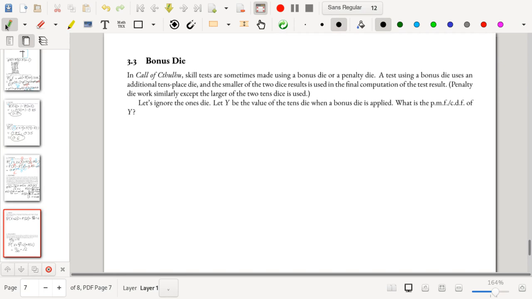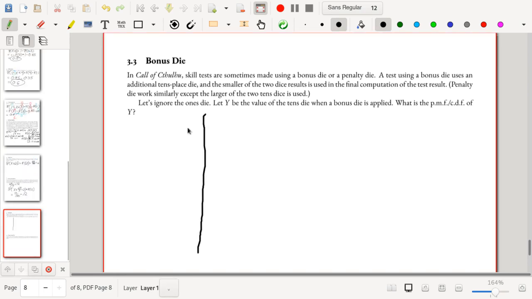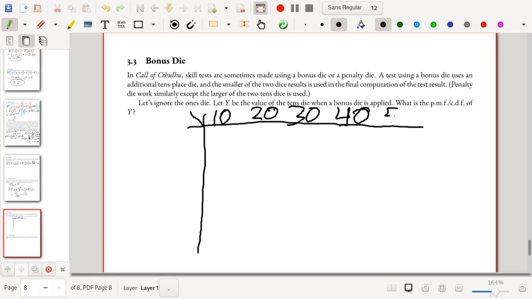So we could maybe start with some table where we have two dice, and one die could be 10, 20, 30, 40, 50, and so on. And the other die could possibly be 10. Oh, I'm forgetting something: 00 is also possible. So 00, 10, 20, 30, 40, 50, and so on.